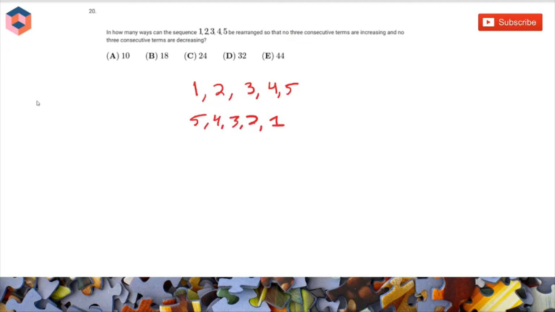So now let's try solving this problem. We can use a bit of casework. So we're asked so that no 3 consecutive terms are increasing. Well, let's say the first term is A and the second term increases to B. In this case, the third term cannot be C. Because if the third term is C, and C is greater than A and B, then A, B, and C are 3 consecutive terms in increasing order.